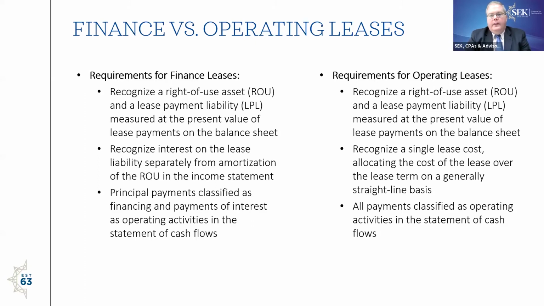On the operating lease side, then, you're going to recognize a single lease cost allocated on a straight line basis in the income statement. And then any payments are classified as operating in the statement of cash flows, which is similar to what we have now under current GAAP.